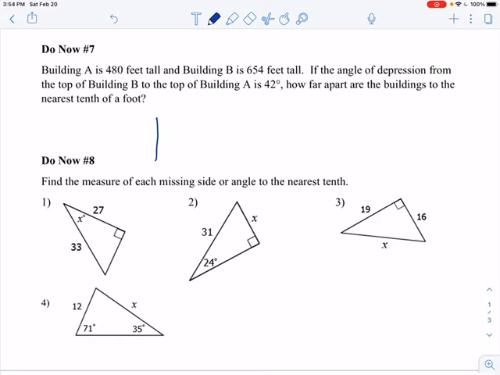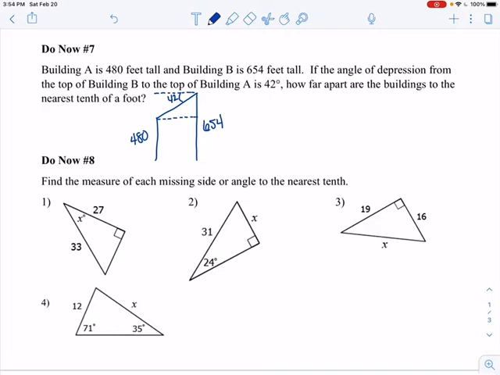So I'm going to call that line that I just drew building A, and building A is 480 feet tall, and then building B is going to be next to it, and that's going to be 654 feet tall. The angle of depression from the top of the building, so that means we're going to connect here to here, and the angle of depression is technically this angle right here. And they're telling me that that's going to be 42 degrees. Okay, and we want to know how far apart the buildings are.